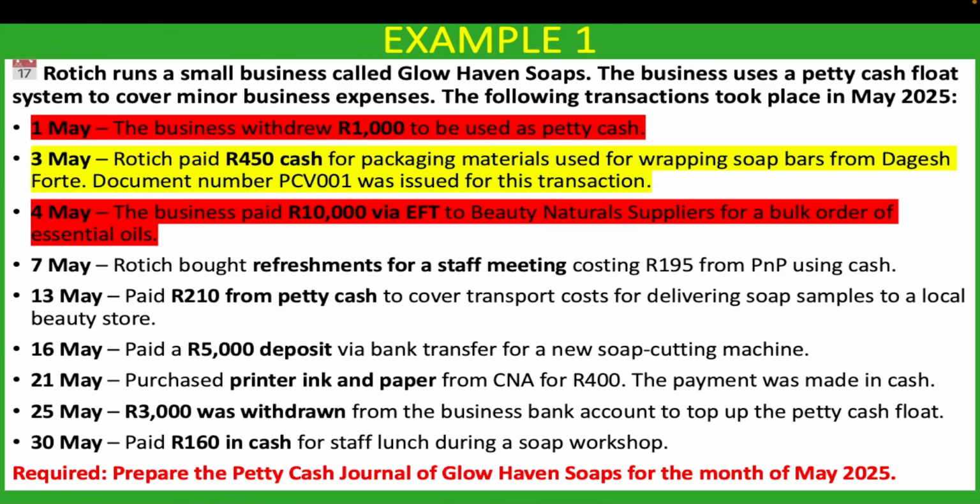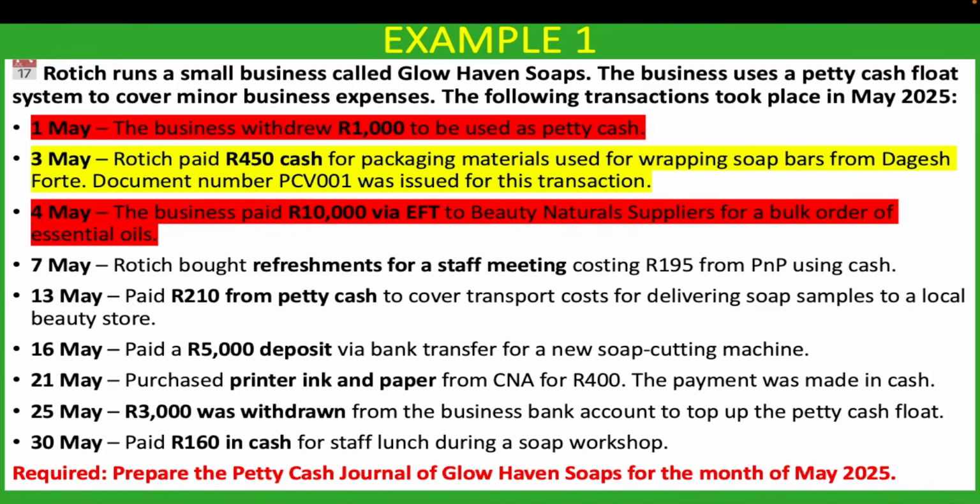On the 7th of May, Rotich bought refreshments for a staff meeting costing 195 Rand from Pick n Pay using cash. And so this one definitely goes into the petty cash journal. But what you'll note here is that we're not given the document number. And remember, as I mentioned earlier, for the 3rd of May, we're given the document number for what goes into the petty cash, PCV001. For this one, we're not, so we're just going to follow that sequence, PCV002.